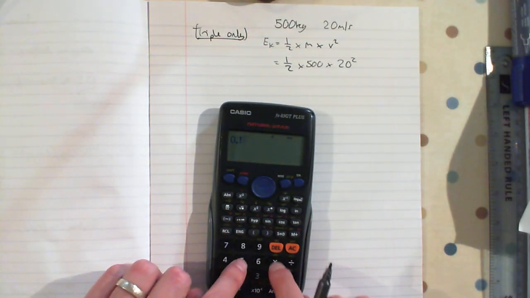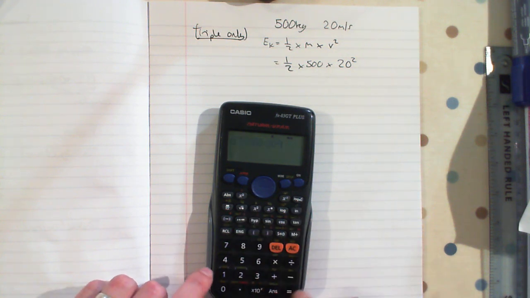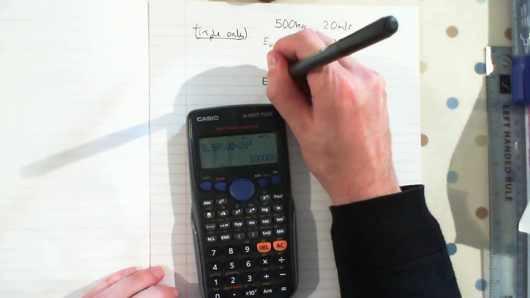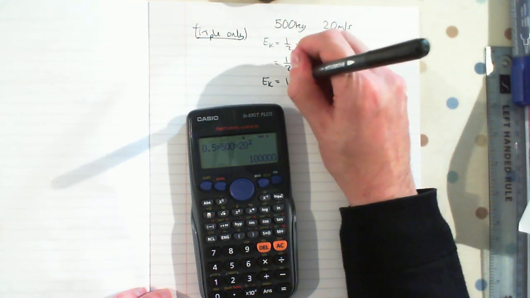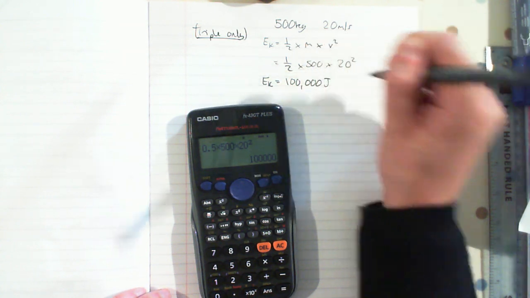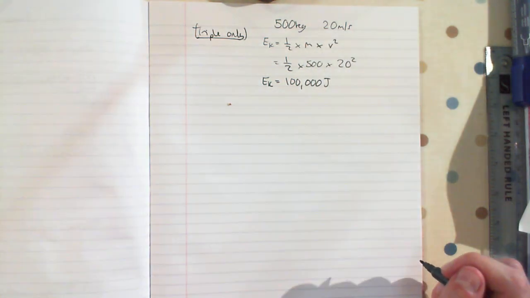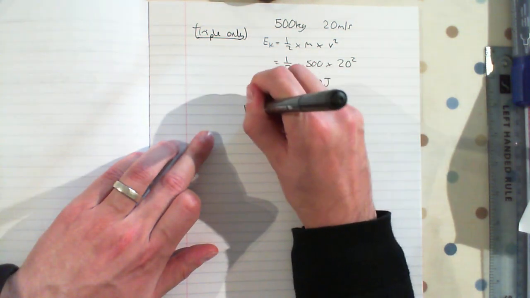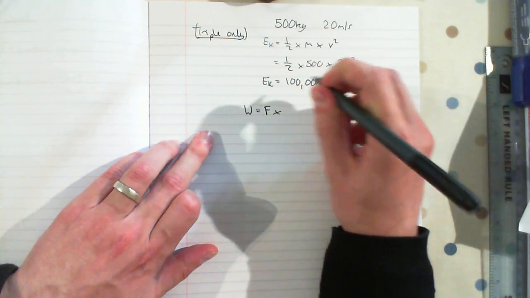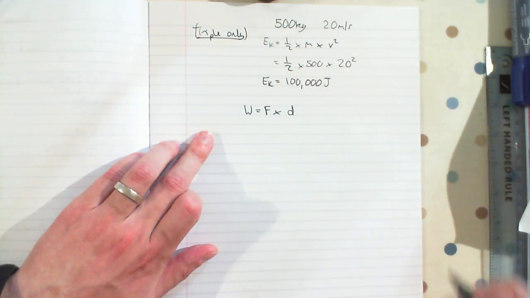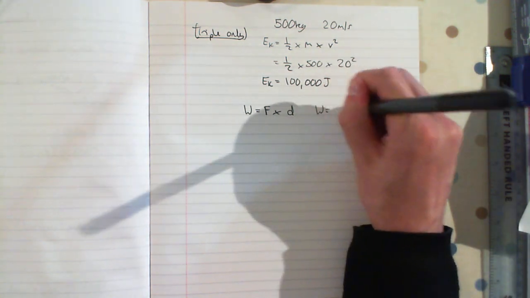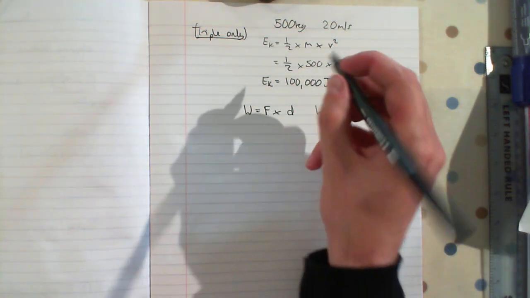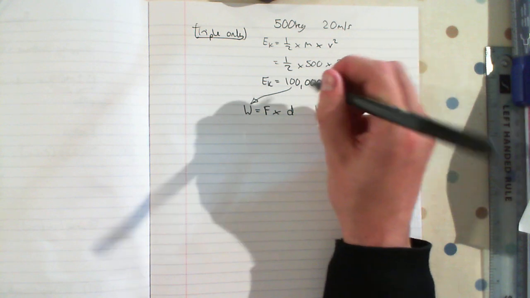Trusty calculator, 0.5 times 500 times 20 squared. And that gives us a kinetic energy of 100,000 joules. Don't forget, energy is work done. So work done equals force times distance, or work done equals force times distance if you're using AQA. So we can now put this 100,000 kinetic energy into our work done.